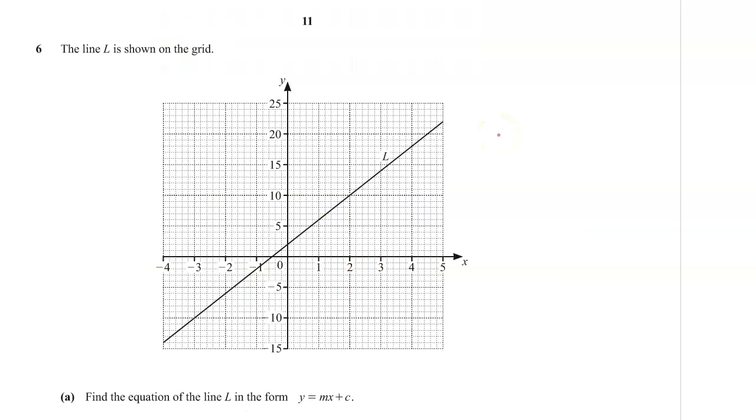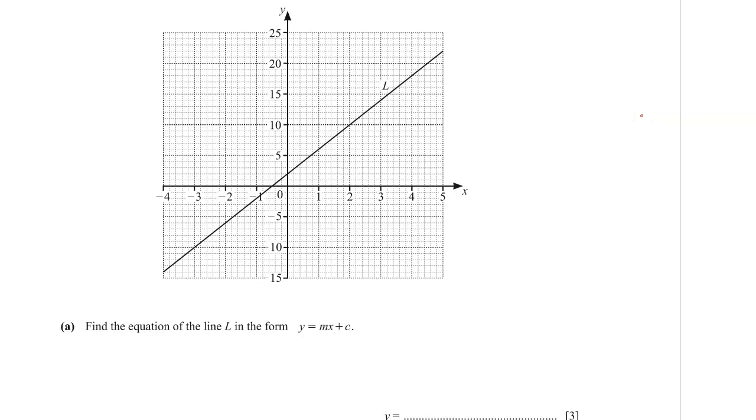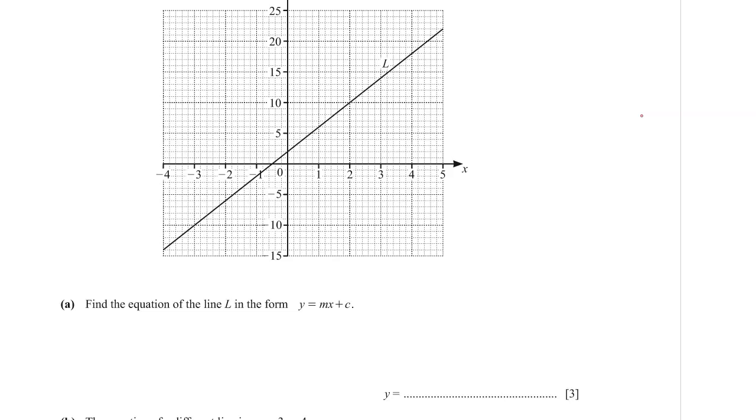Number 6. The line L is shown on the grid. Find the equation of line L in the form y equals mx plus c. You get the gradient of this line, and I'll choose this point and this point here. This point here is (2, 10). This point here is (-3, -10).